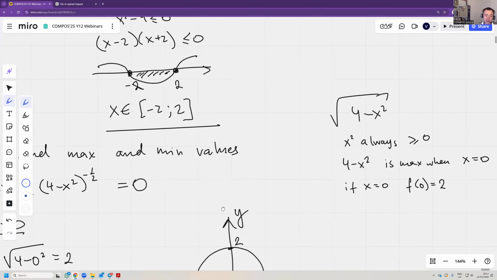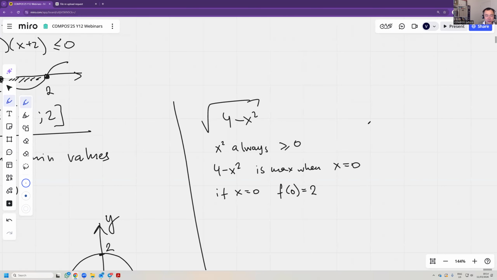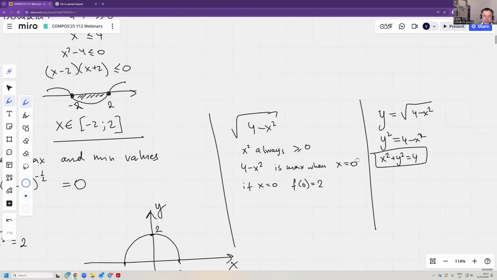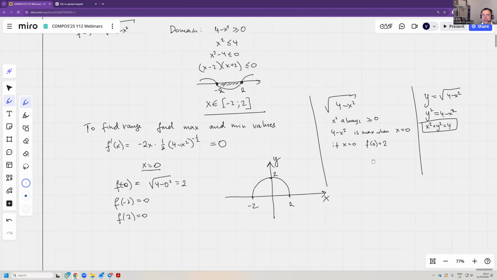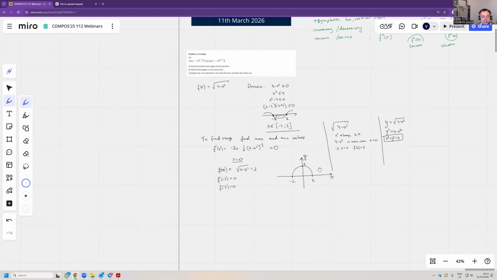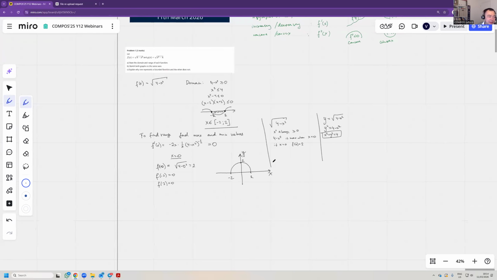Okay. Another way, you could always do this. y equals square root of 4 minus x squared. Square both sides. y squared equals 4 minus x squared, and then x squared plus y squared equals 4. It's a circle. So it's a semicircle because y cannot be negative, of course. All right. Okay, so we've done this one.